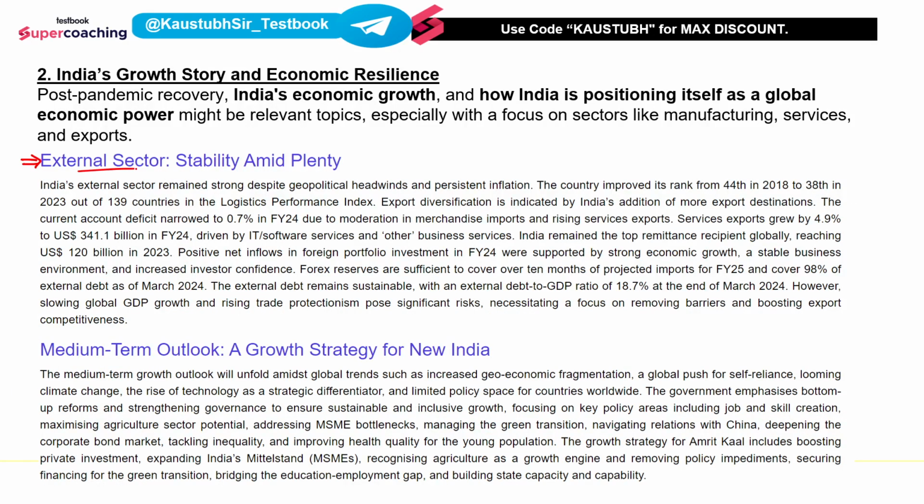Then we can also talk about external sector with stability amid plenty. We can also talk about medium term outlook, a growth strategy for new India. These are all concepts, these are all sentences from the Economic Survey of India. ESI अगर आपने ध्यान से पढ़ा है तो आप इन सारे पॉइंटर्स को ध्यान में रख सकते हो, है ना. You can pay attention and you can definitely get help from all these things.